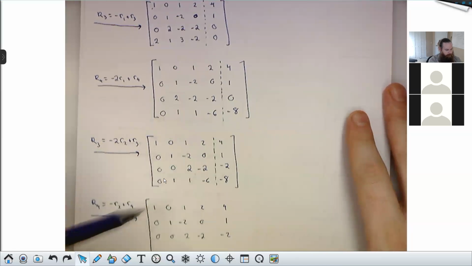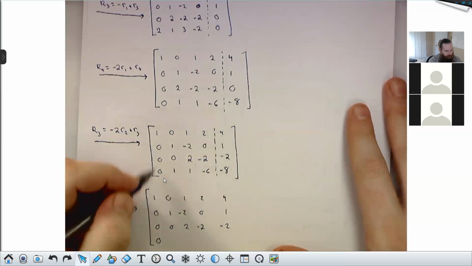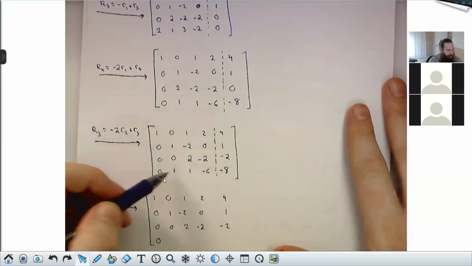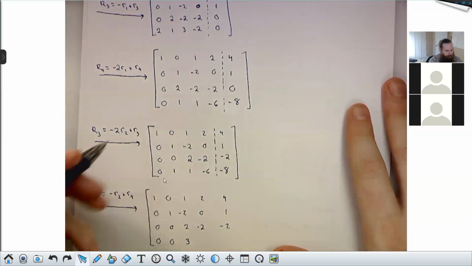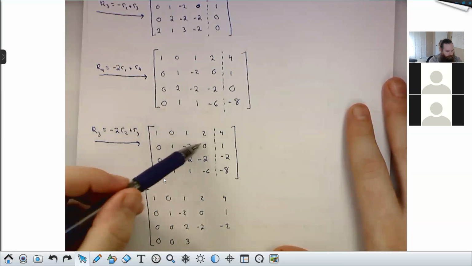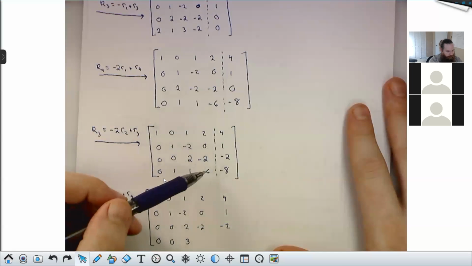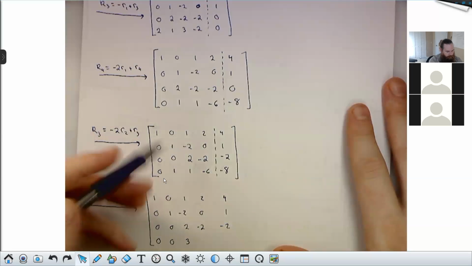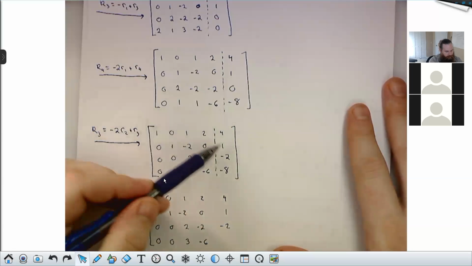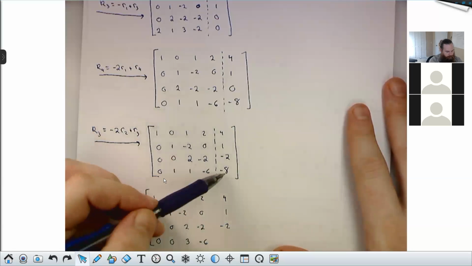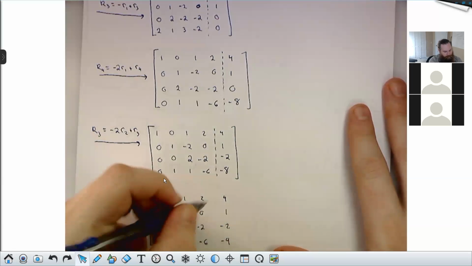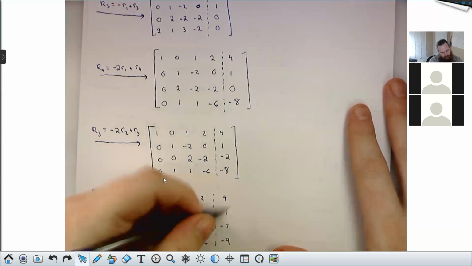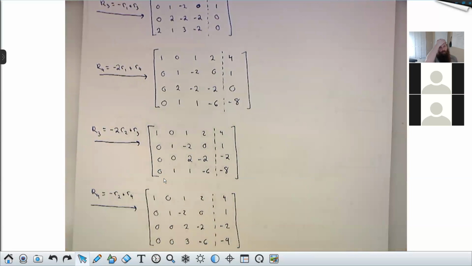Negative 1 times this plus this is 0. This guy stays 0. Negative 1 times 0 plus 0 is 0. Negative 1 times 1 plus 1 is 0. Negative 1 times this is positive 2. Positive 2 plus 1 is positive 3. Negative 1 times this is 0. 0 plus negative 6 is still negative 6. And negative 1 times this plus this, it's negative 1 plus negative 8. That looks like negative 9 to me. All right, we're getting there.